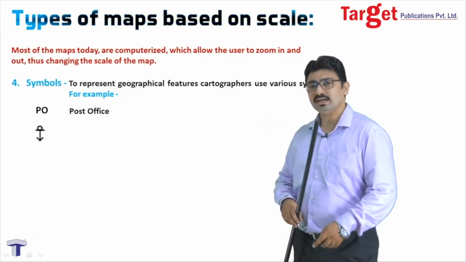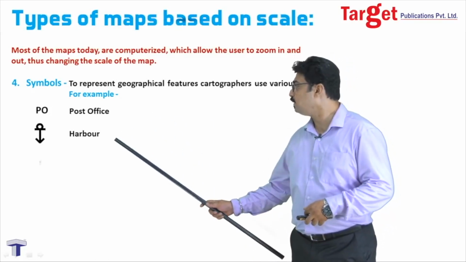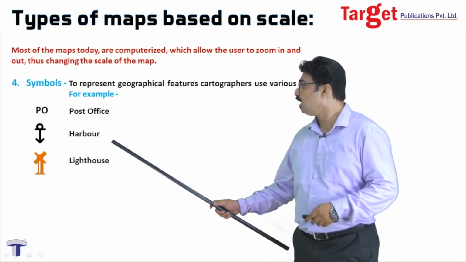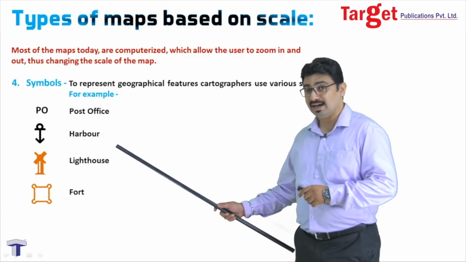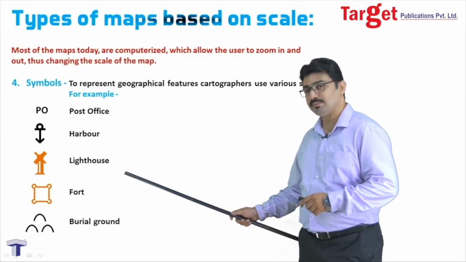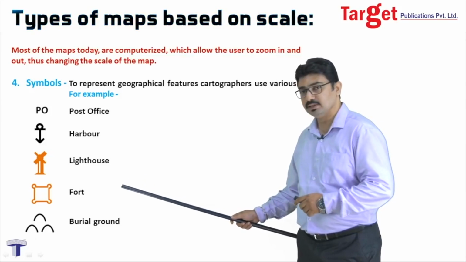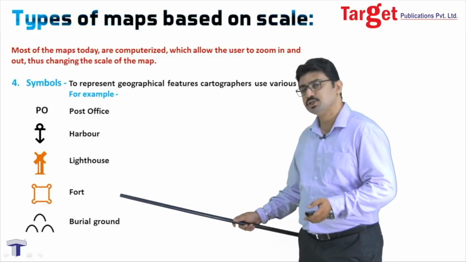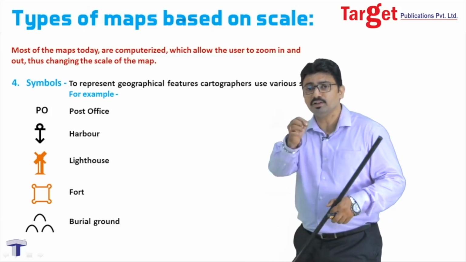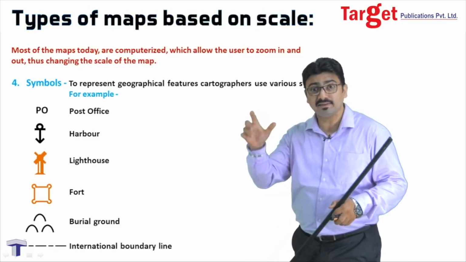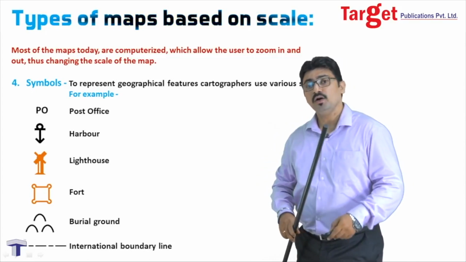For example, if you want to show a post office, it is shown by a simple PO. If you want to show a harbor, it is shown by an anchor of this type. A lighthouse is shown by this type of symbol. A fort is shown by this type of symbol. A burial ground is shown by this type of symbol. Also, there is a particular way in which the international boundary of any nation, of any country, is shown. So, how is it shown?